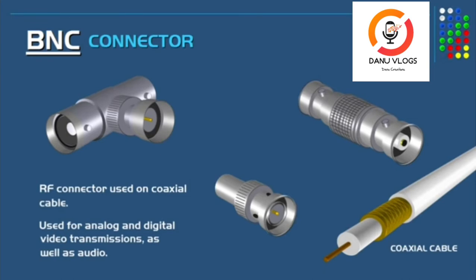Now there are many different kinds of BNC connectors. So for example, here is a BNC-T connector, which connects 3 coaxial cables together. And there is also the BNC coupler, which is used to connect 2 coaxial cables together. And there is also the BNC terminator, which is used to terminate the ends of a cable.